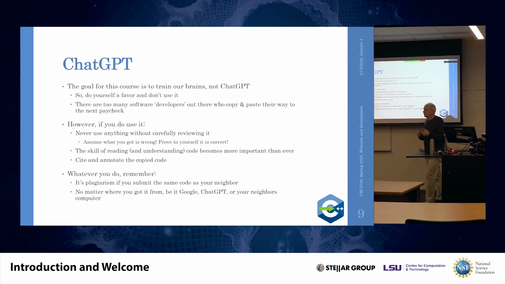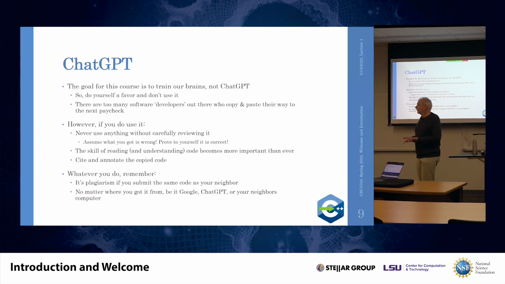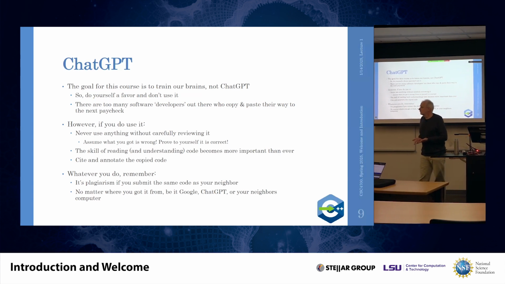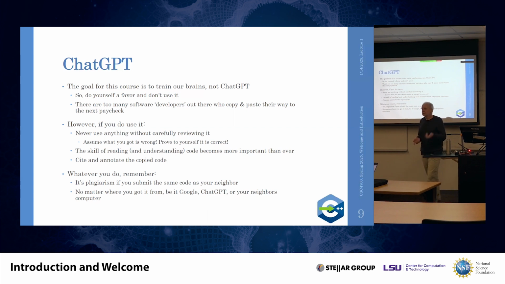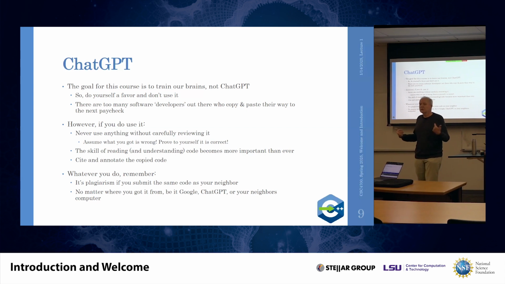If you have to use it, please be aware that if I find that you submit the same code as your neighbor, it's plagiarism. And I don't care whether you got it from ChatGPT, from Google, or whether you verbatim copied the file from your neighbor's computer. I have no way of checking that.